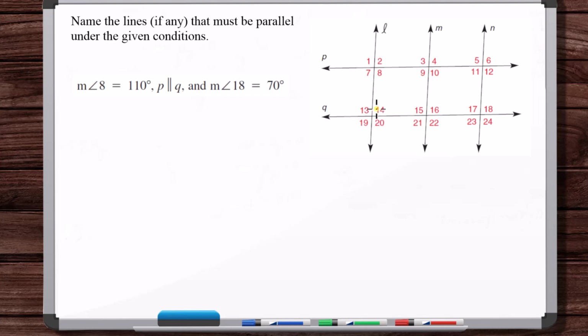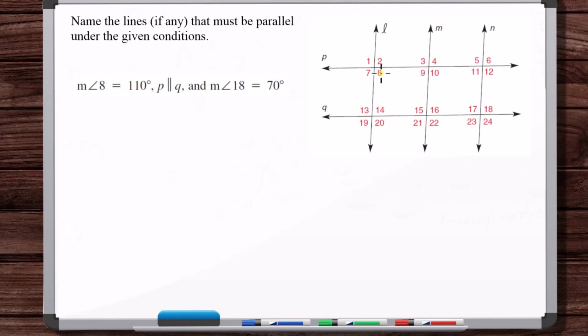They must be. So how does that relate to angle 18? Because we've got line Q as a transversal cutting across L and N. So those would be what? Corresponding angles. 14 would correspond to 18.